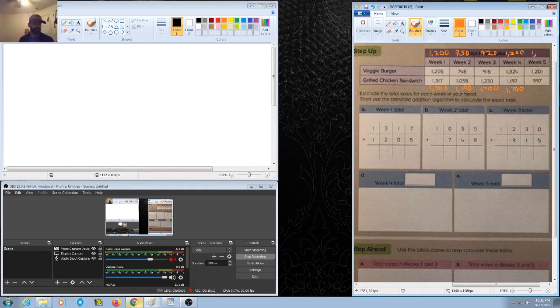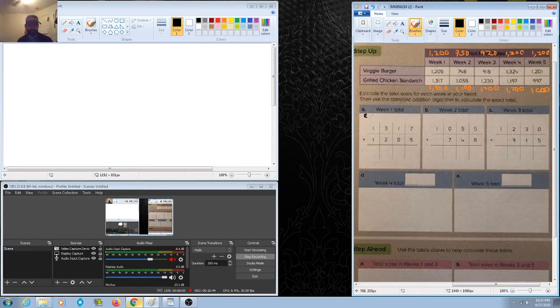1,201, I'll round to 1,200 as well. And then 997, I'll round to 1,000. Okay. So there's our estimate for each of the foods in each of the 5 weeks. So if we were to take the week 1 totals, we should get around 1,500 as an estimate.